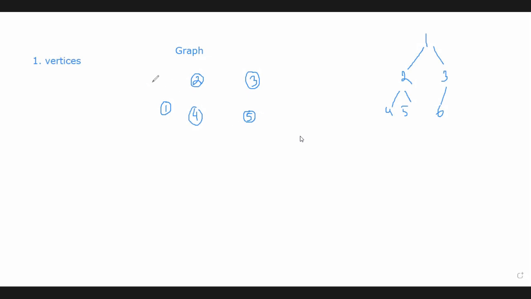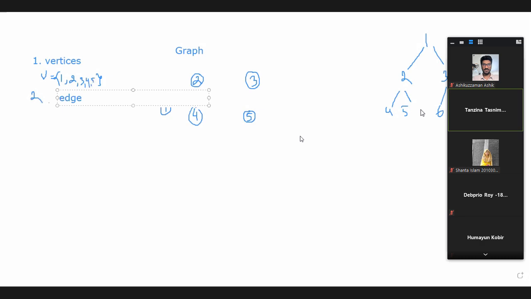So a graph needs to have a set of vertices. If we denote that set as V, capital V, we have to take the curly braces. So a graph consists of a set of vertices. Here the vertices are 1, 2, 3, 4, and 5. And the second thing is a graph needs to have some edges, or a set of edges. What is an edge? An edge is a connecting line of 2 nodes. If we create a connection between any 2 nodes, that will be referred to as an edge.